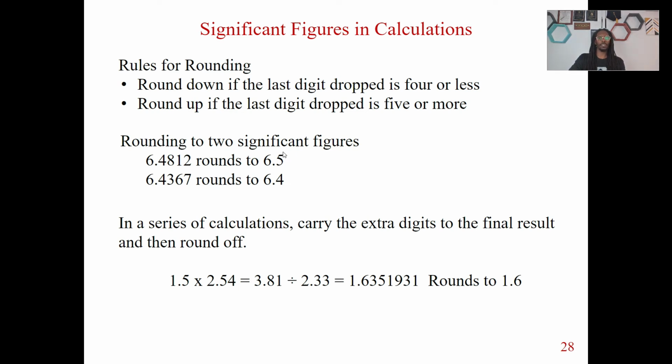So let's look at an example. Let's say I need to round to 2 significant figures. I'm trying to get to 2 significant figures here, but I have these numbers: 6.4812, and 6.4367.